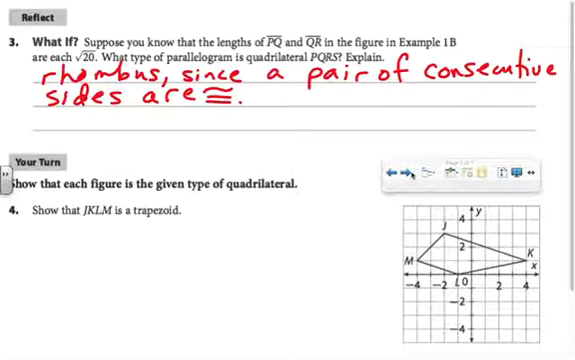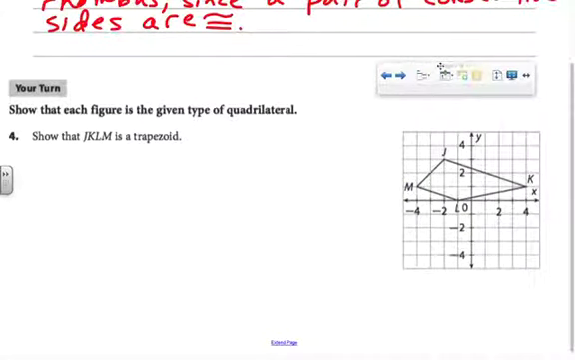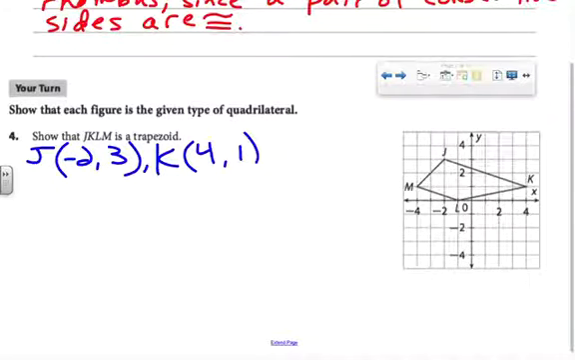Before I find slopes, however, I need to identify the coordinates of the points. Remember, that was step 1. So J is -2, 3. K is 4, 1. L is -1, 0. And M is -4, 1.